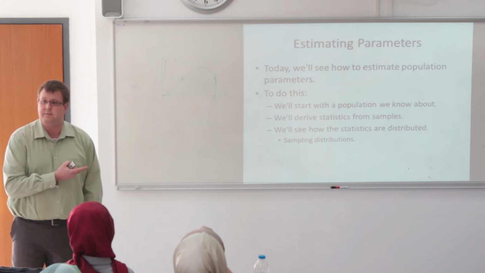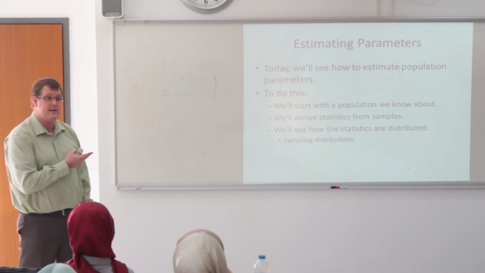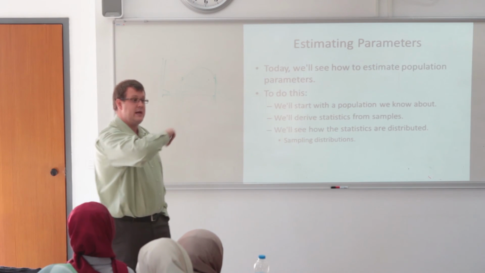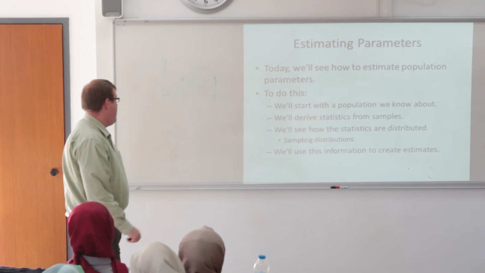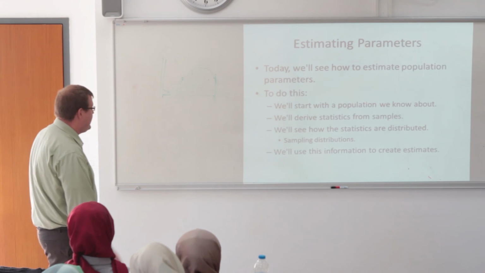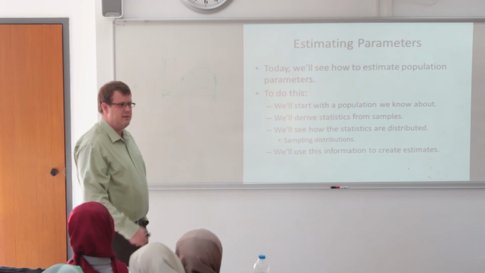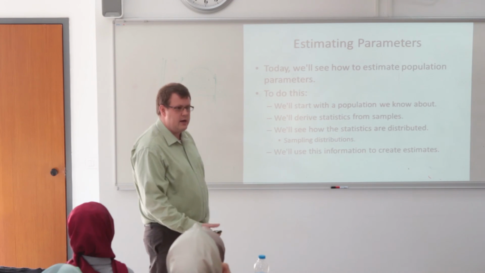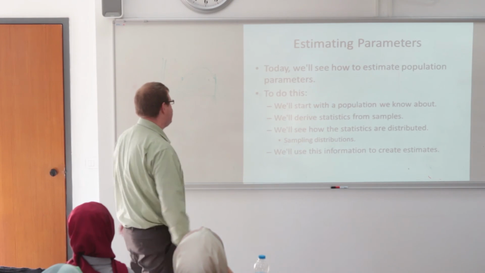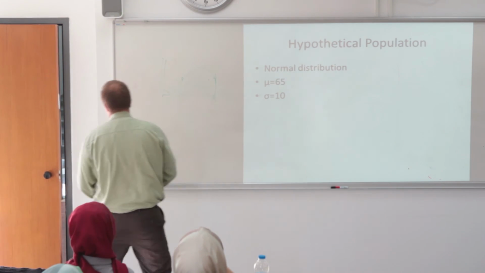These are sampling distributions. We've already talked about the sampling distribution of the mean, which we needed when we were calculating the standard error of the mean. All right, and then we'll use this information to create estimates. Sometimes we'll already have a good estimate. Sometimes we might need to change what we're doing in order to come up with a good estimate of some population parameter.